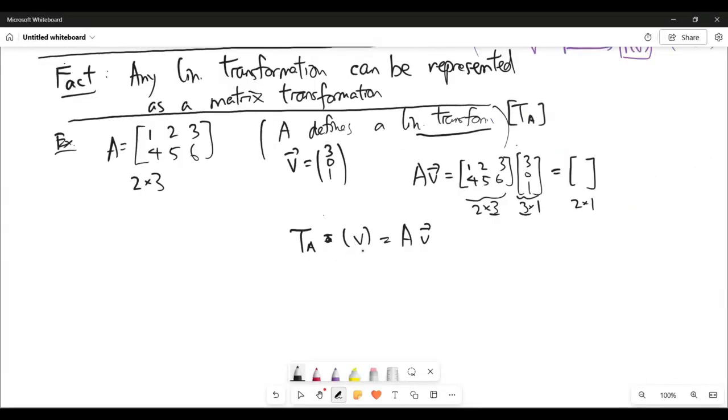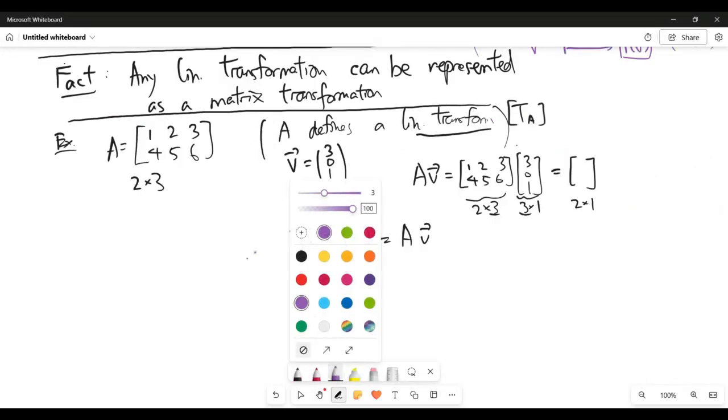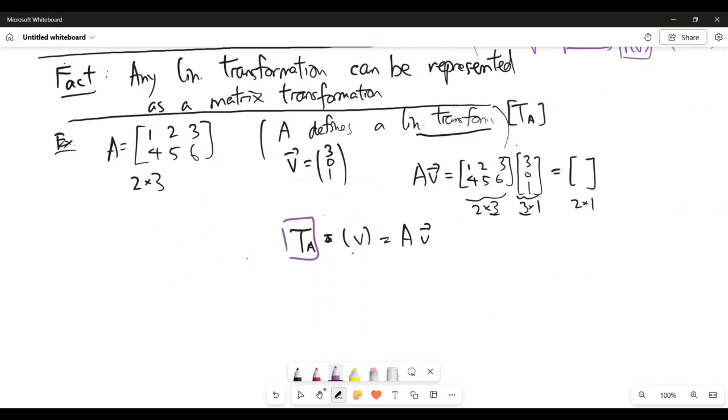Now let's look at the domain of this transformation. The domain now must be a vector which is 3 by 1 if you view it as a matrix, because for the matrix multiplication to be well defined, we need the number of columns of A to be the same as the number of rows of the vector V, right? So in this case the domain must be R3, because we need a three-dimensional vector for this matrix multiplication to be well defined.